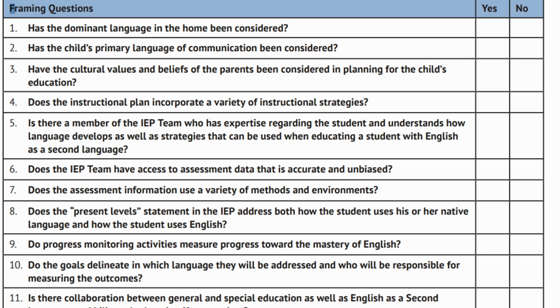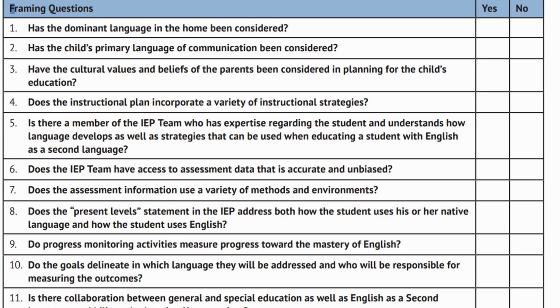So we have framing questions. Has the dominant language in the home been considered? In Maria's case, we had input from the parents about Maria using both English and Spanish at home, talking sometimes with cousins and siblings in English, with other family members in Spanish, reading text in both languages. The psychoeducational evaluation by a bilingual psychologist assessed her performance in both languages in order to look for patterns of consistency across her performance in both languages.